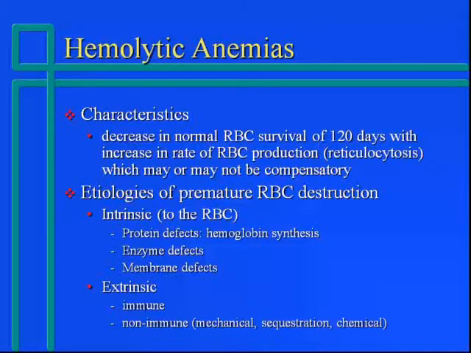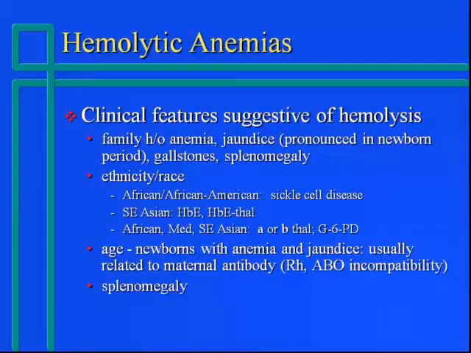So the intrinsic problems are defects of protein or hemoglobin synthesis, enzyme defects, or membrane defects. The extrinsic forms of hemolytic anemia are either on an immune basis, antibody-mediated, or a non-immune basis from mechanical, from sequestration, or from chemical destruction of the red blood cell. Clinical features that suggest a hemolytic disorder include a family history of anemia, jaundice, particularly if jaundice is pronounced in the newborn period, family history of gallstones, splenomegaly, or need for splenectomy.